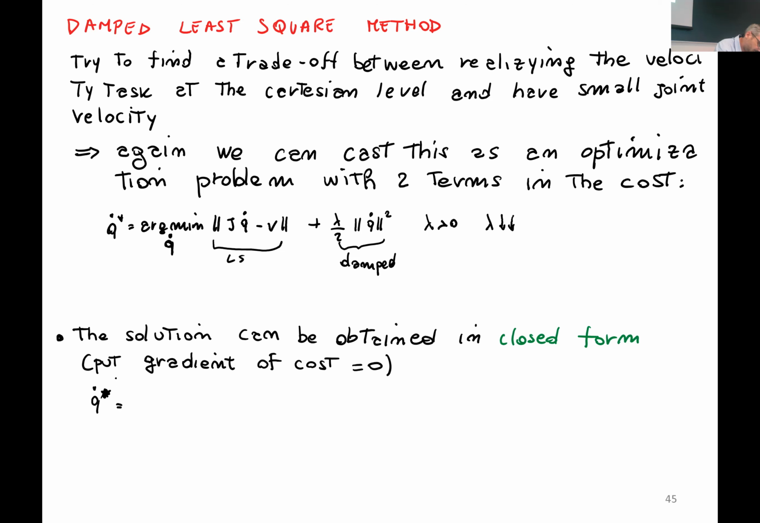This star means optimal. Or in case of a redundant robot, this is equivalent. It's exactly spitting out the same values. You can verify with MATLAB. And you use this expression for a redundant robot.